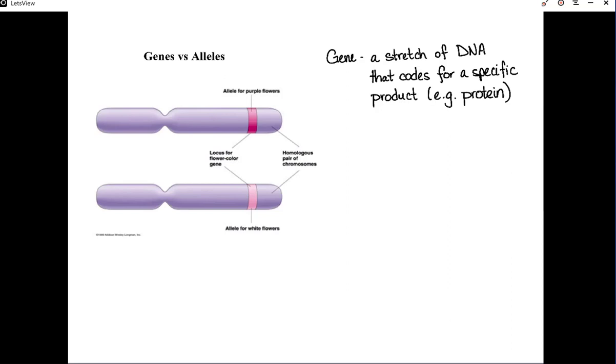An allele is a variant of that gene. Perhaps this is better explored with an example. Many plants produce flowers that have different types of colors to them. Imagine that you are looking at a particular flower and it's purple. Let's go ahead and draw a purple flower here.